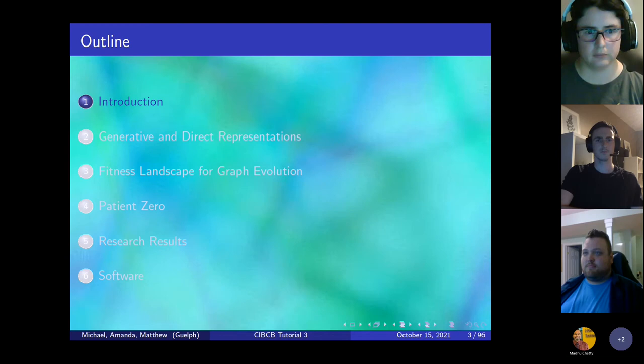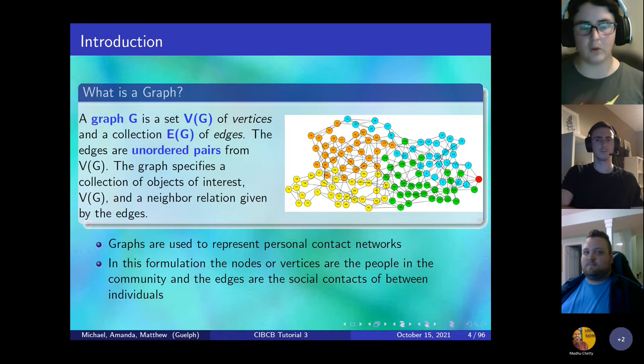So, starting off at the beginning with an introduction. Before we get started, we need to go over a couple of things that you may or may not have come across, just so that we can all be on a relatively level field to go over some of the things we're going to be getting to later in the presentation.